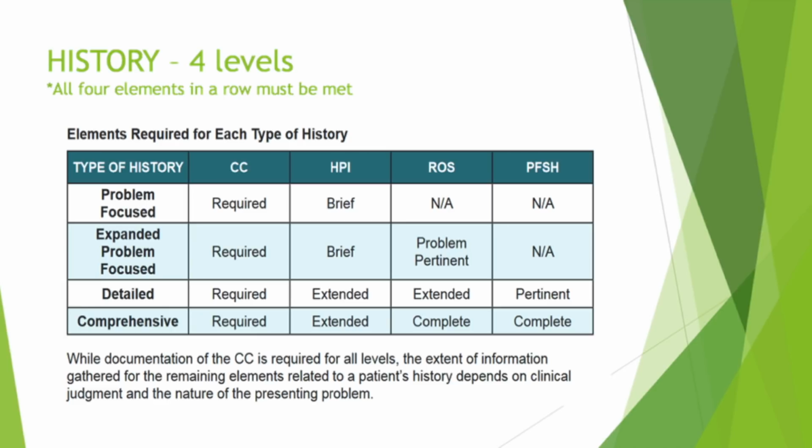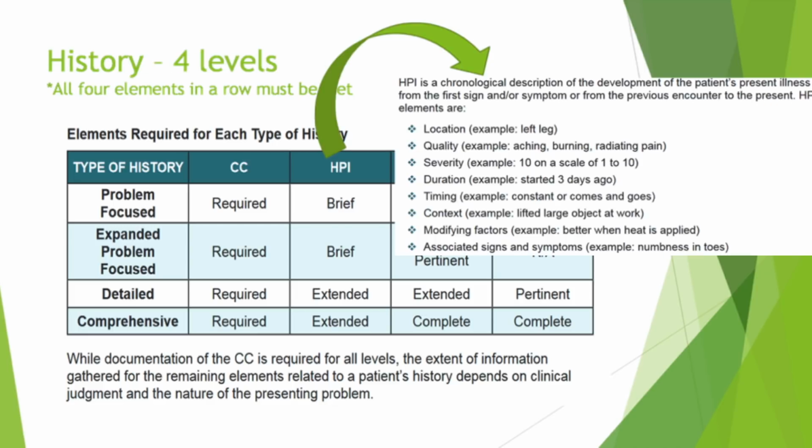In all of these types of a history, you need to include a chief complaint. This is a concise statement that describes the symptom, problem, condition, diagnosis, or reason for the patient encounter. The chief complaint is usually stated in the patient's own words. For example, patient complains of upset stomach, aching joints, and fatigue. The medical record should clearly reflect the chief complaint.